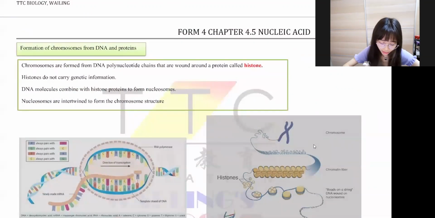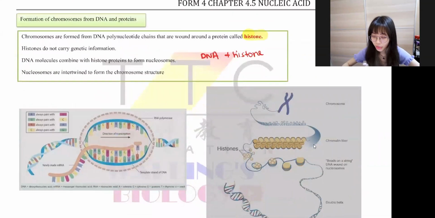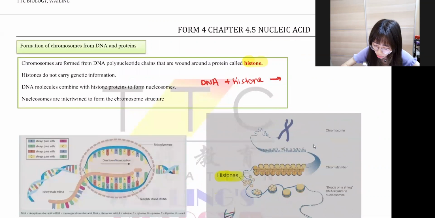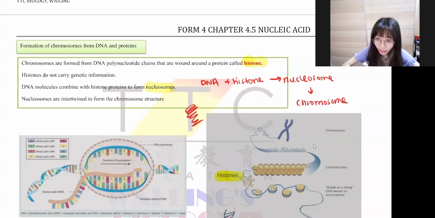So first of all, everything starts from DNA. DNA will join with a thing called histone. You can see there's a word called histone here. If you look at this diagram, you can see the word histone here as well. This is histone. It's like a small little thing that joins them together. So they will combine with histone to form a nucleosome. The nucleosome can be found in the nucleus. So these nucleosomes will intertwine to form a chromosome. What does intertwine mean? Intertwine means like that. They will wind up.